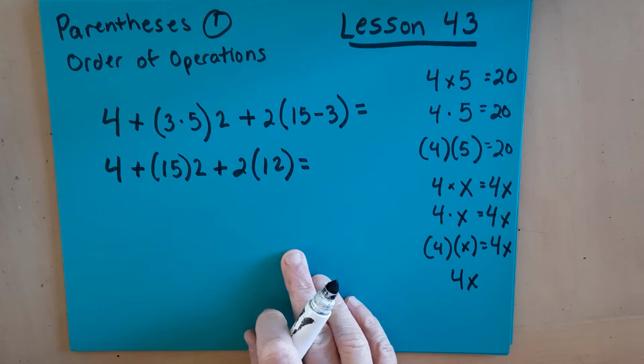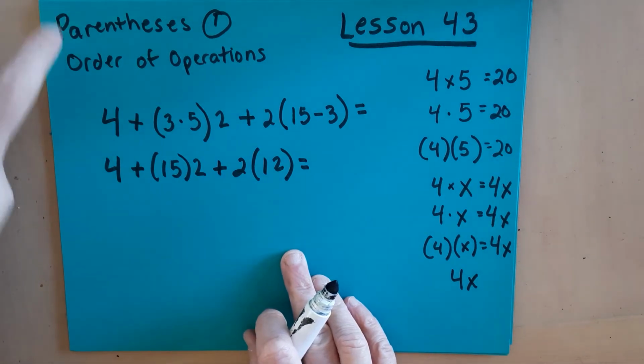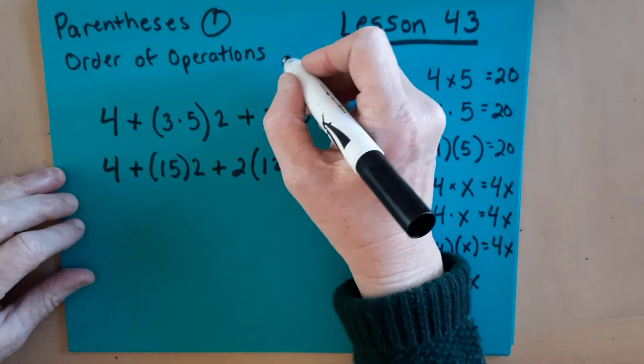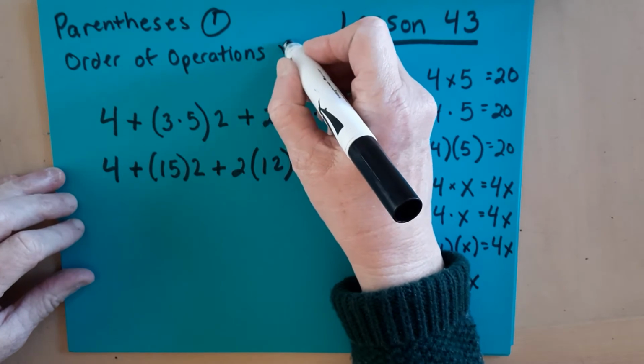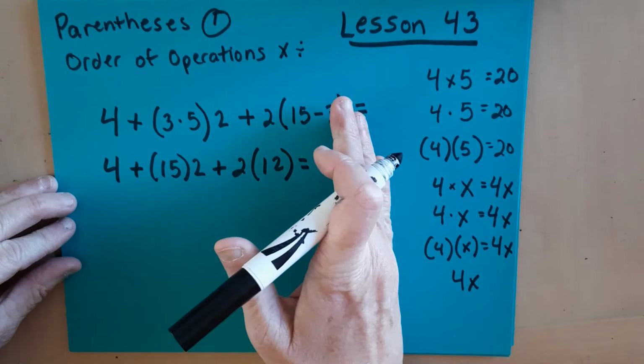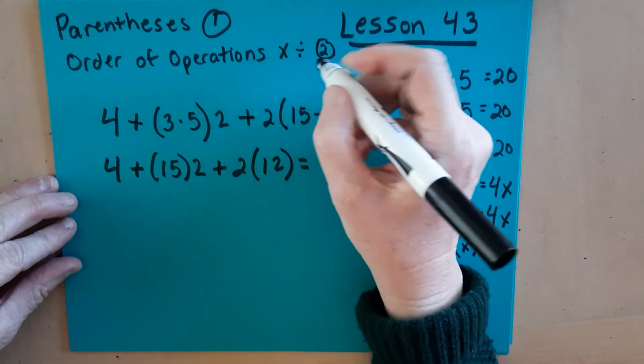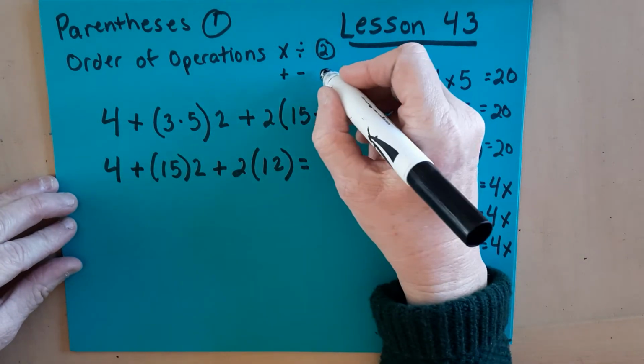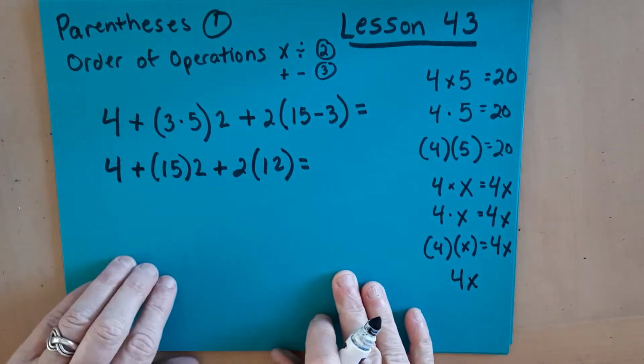Well, the order that we do things is, again, we first do the parentheses. The second thing we do is any multiplication or division that occurs from left to right. That's the second thing. And lastly, we do adding and subtraction from left to right.